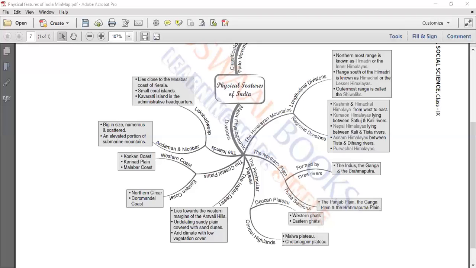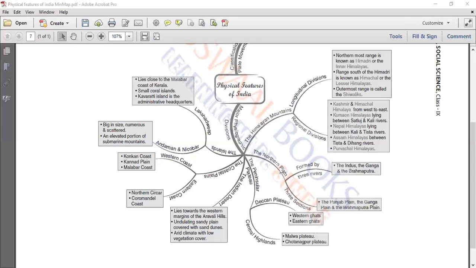Okay, then we learned about the northern plains. We know that the northern plains are formed due to 3 major rivers, the Indus, the Ganga, and the Brahmaputra, along with their tributaries. You should know the names of their tributaries. Also, the northern plains are divided into 3 sections: the Punjab plain, the Ganga plain, and the Brahmaputra plain.